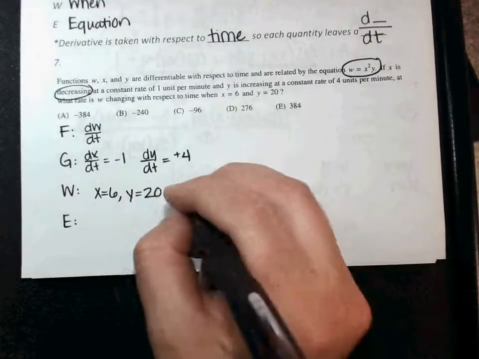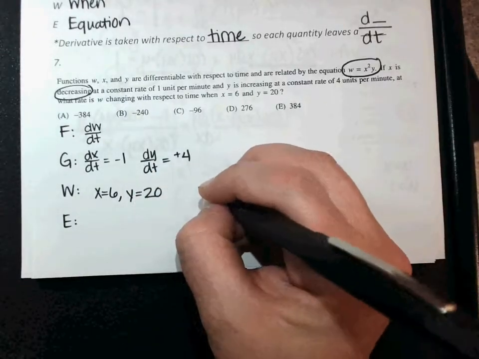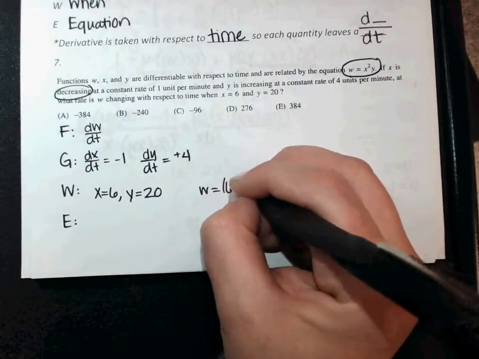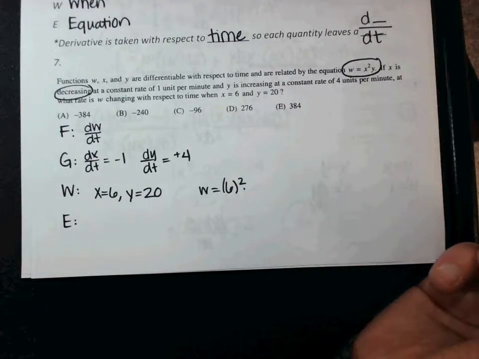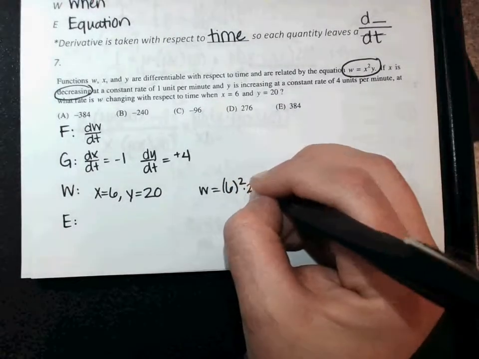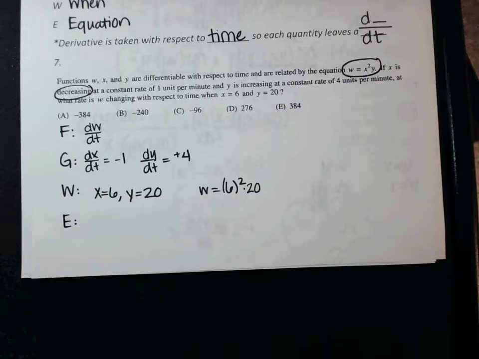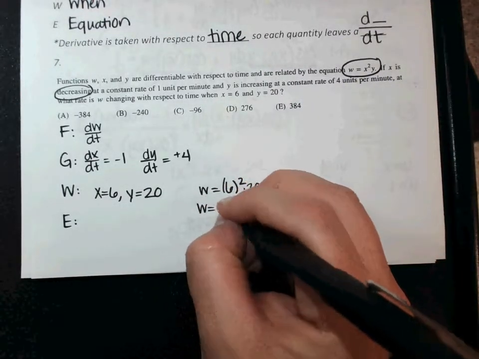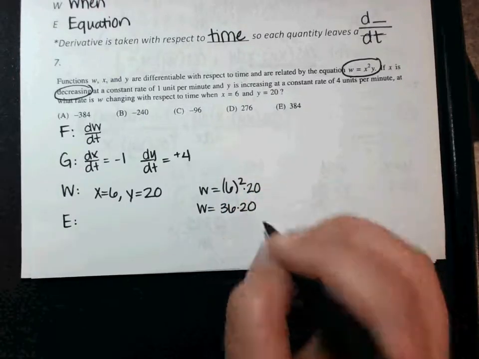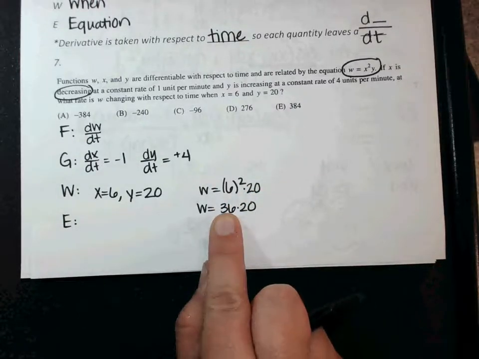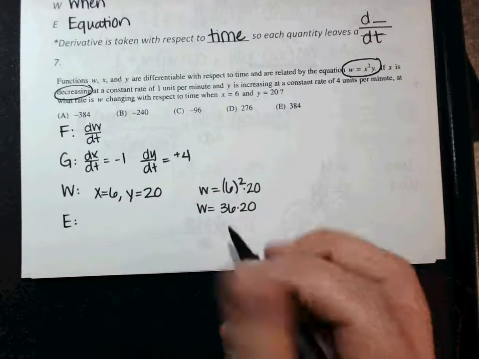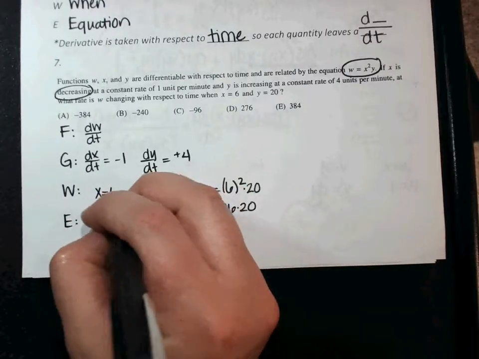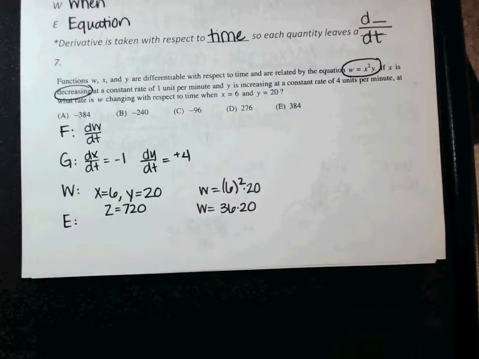So I'm going to pause right there and say, okay, well, w equals x squared, which is 6 squared, times y, which is 20. So if x is 6 squared, what's that? 36. Okay, 36 times 20. What's 36 times 2? 72. And then add an extra 0, so w is 720.